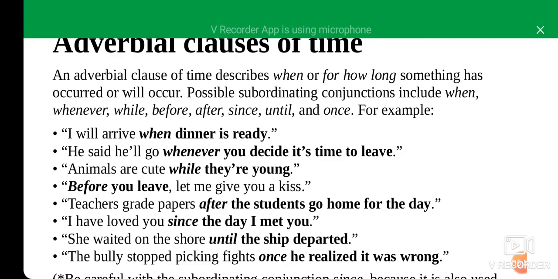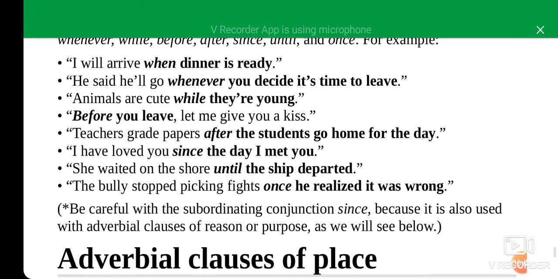He said he will go whenever you decide it's time to leave. Now, whenever shows time, so it's also an adverbial clause. Animals are cute while they are young. Now, while displays the time, and it modifies the time.